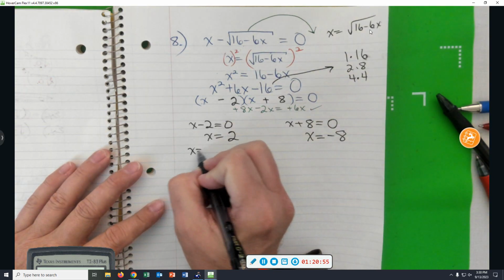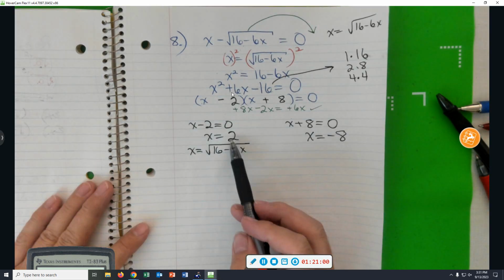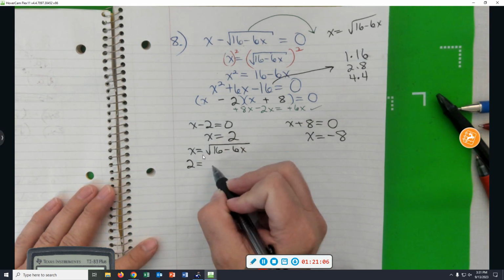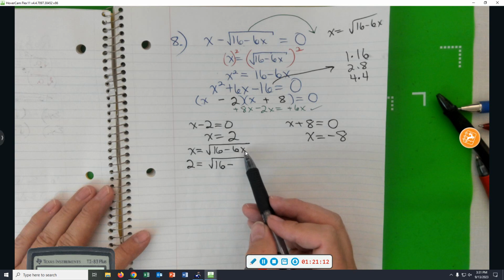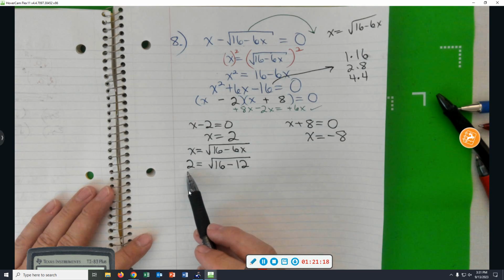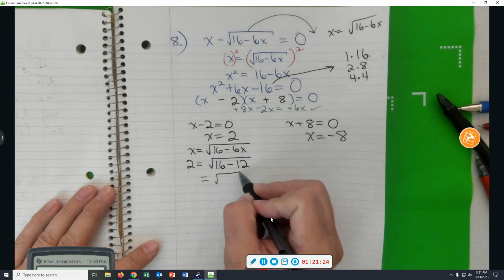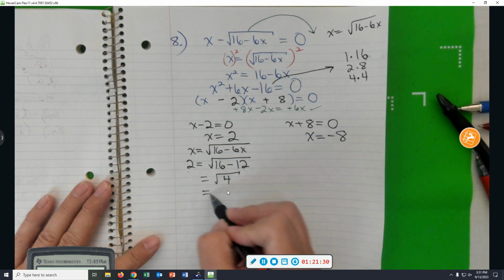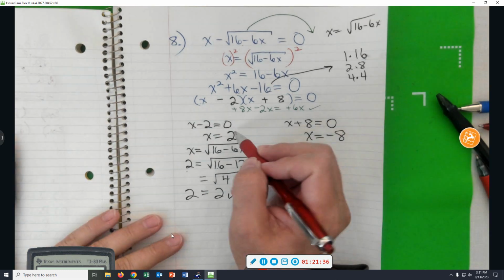So we have x equals the square root of 16 minus 6x. Let's plug in 2 here. So we have 2 equals the square root of 16 minus, what's 6 times 2? 12. Does the left side equal the right side? 16 minus 12 is 4. The square root of 4 is 2. Does the left side equal the right side? Yes. So 2 is an acceptable solution.